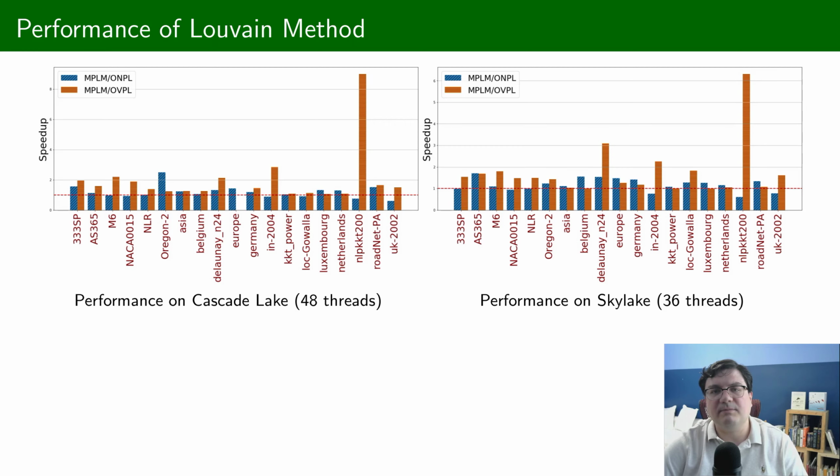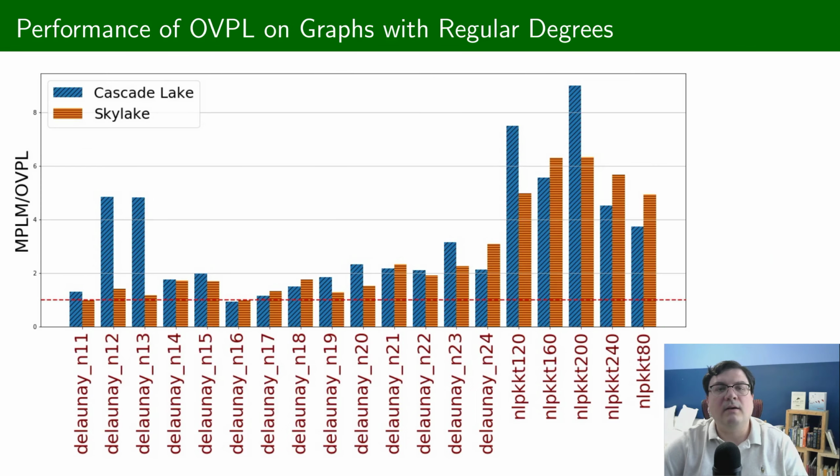We evaluated experimentally the methods on the Skylake and Cascade Lake architectures against the NPLM baseline. The methods show good performance on both architectures for the move phase. ONPL outperforms NPLM by up to 2.5 times on Cascade Lake, with typical improvements between 10 and 30%. OVPL outperforms NPLM by up to 9 times on Cascade Lake, with improvements typically between 10 and 40%.